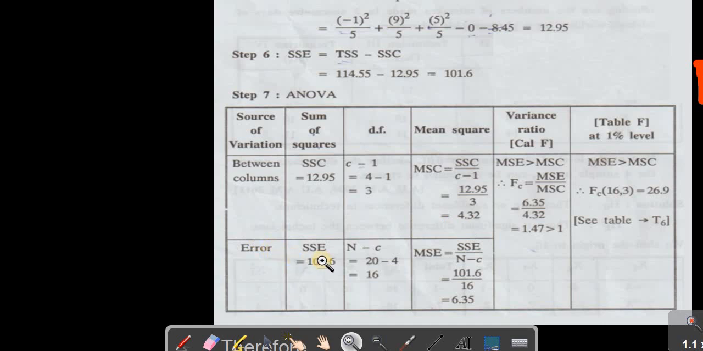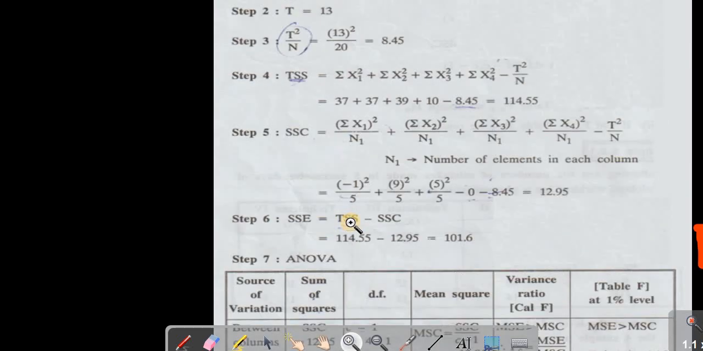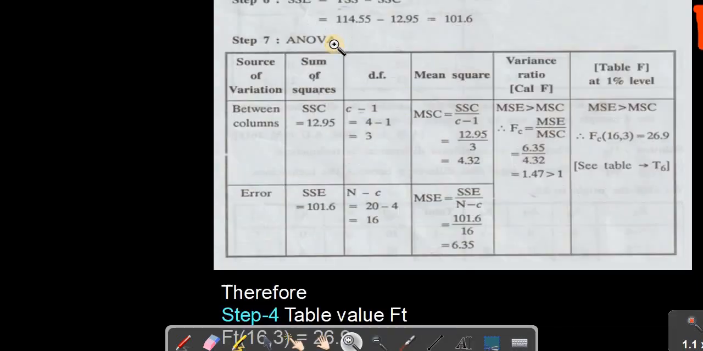Similarly, SSE we have is 101.6. What is N minus C? N is the total number of observations, 20, minus the number of columns, 4. 20 minus 4 equals 16. From this, what is MSE? SSE divided by N minus C, that is 101.6 divided by 16, which is equal to 6.35.